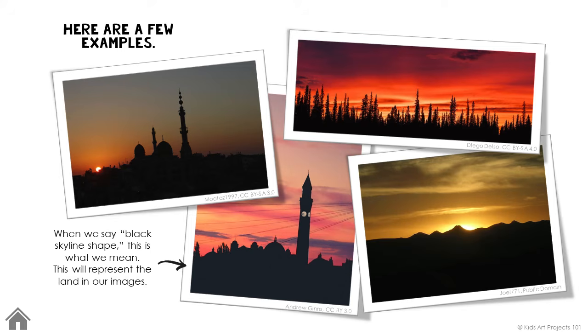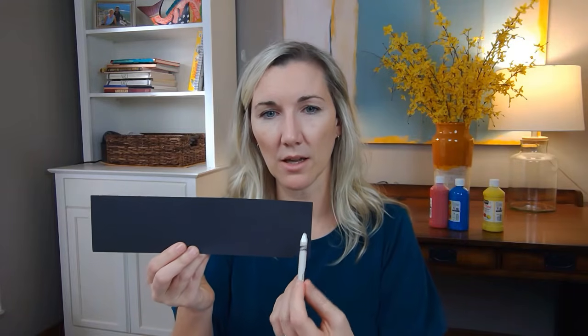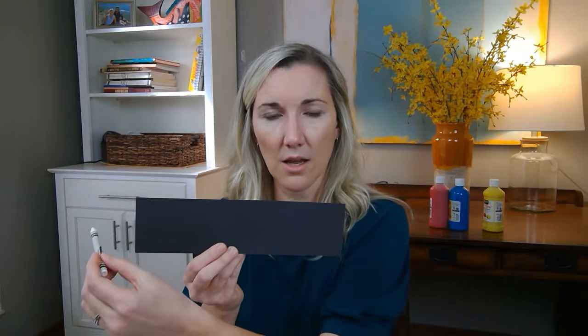You're handing them a black rectangle, and they're going to need a white crayon. You could do this with pencil. Pencil shows up very nicely on black paper as well, but basically they're getting a white crayon and drawing a line halfway across this rectangle from side to side. And what they do with that line is going to control what their skyline, I call it a skyline, you could call it a horizon line.